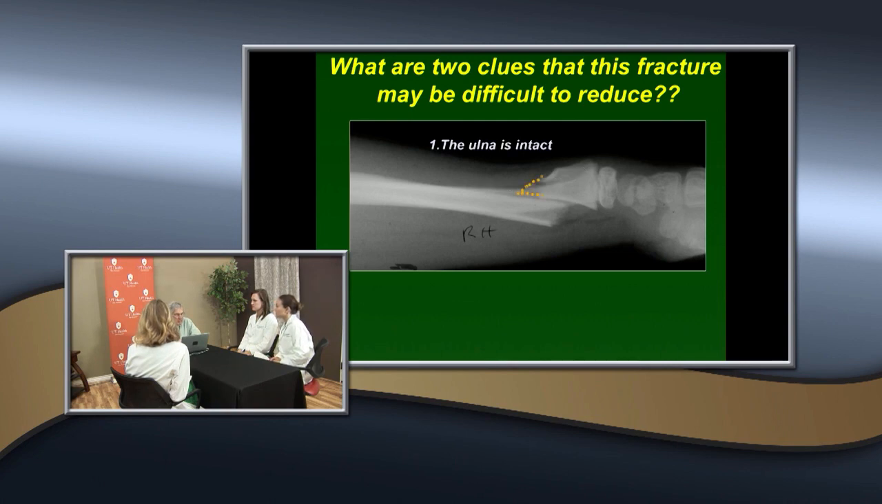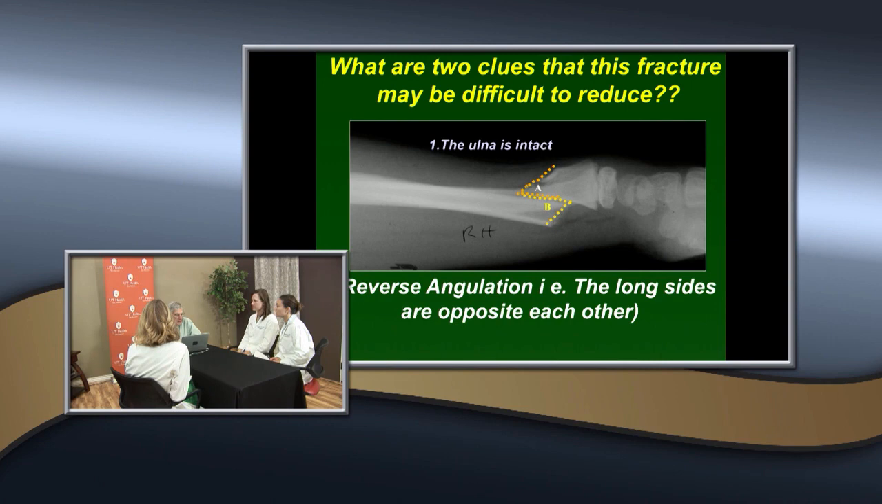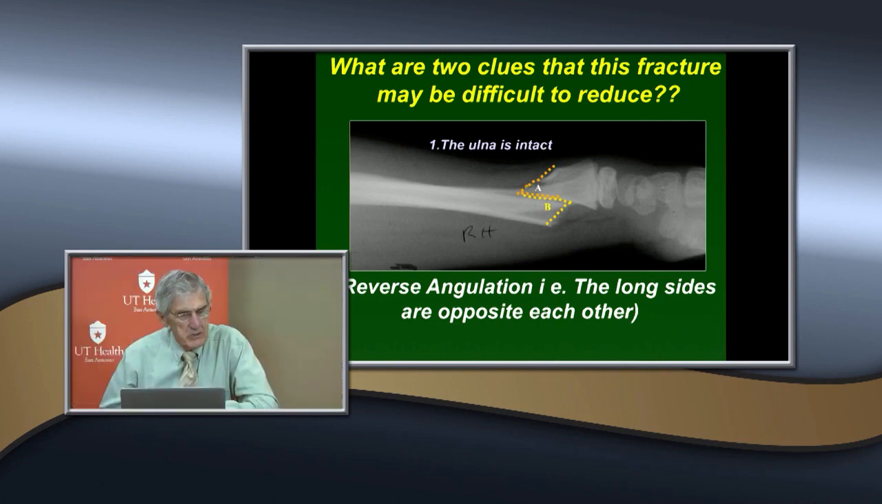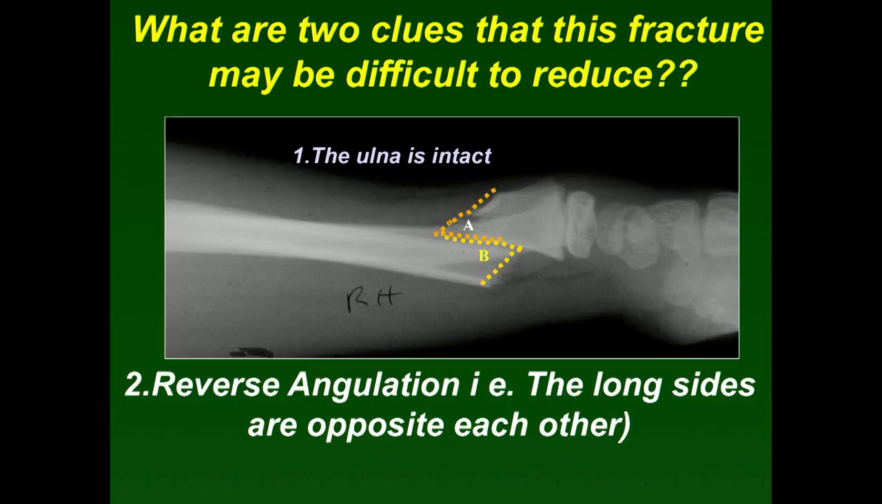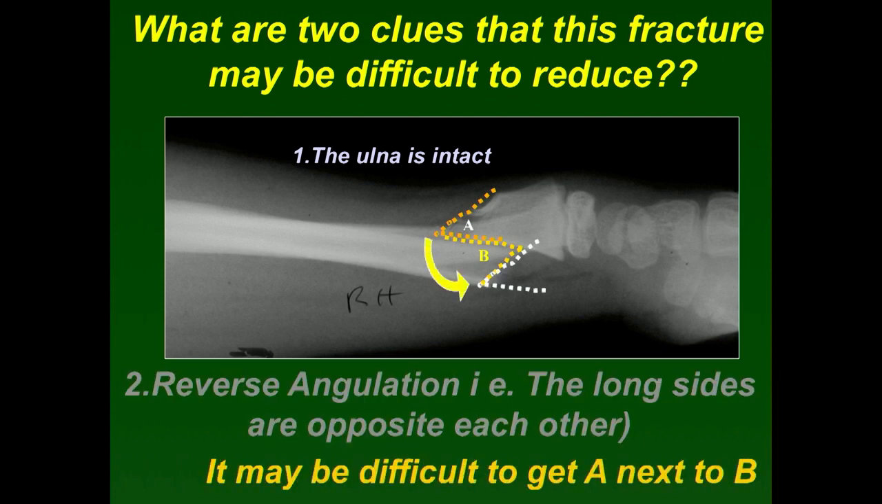Swelling. Well, what is happening here? You've really kind of got the reverse angulation. The long sides are opposite each other. So it's a long ways to get A over to B. So this one may be a little bit of a problem in getting a reduction. So it may be difficult to get A down to B.